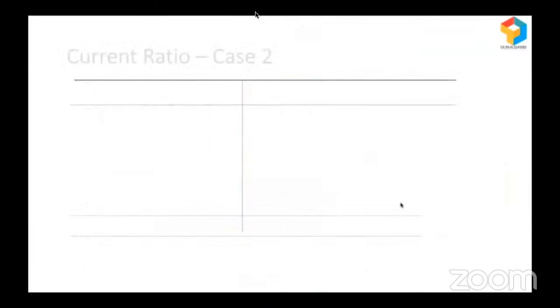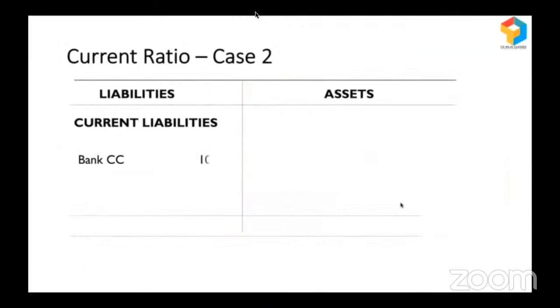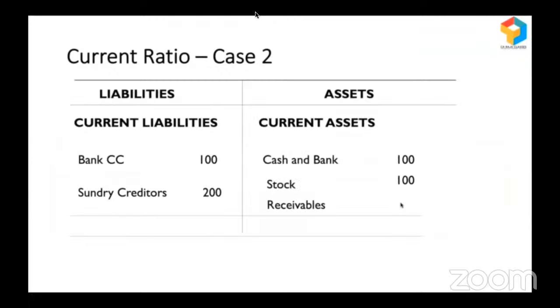Let me give you another scenario. Here the current liabilities are the same and for current assets there is a difference. Look at what's happening. Current liabilities are 300 and current assets are also 300. So you have an obligation of 300 million, and for that you have resources of 300 million. It looks like a perfect scenario, but that's not the case.